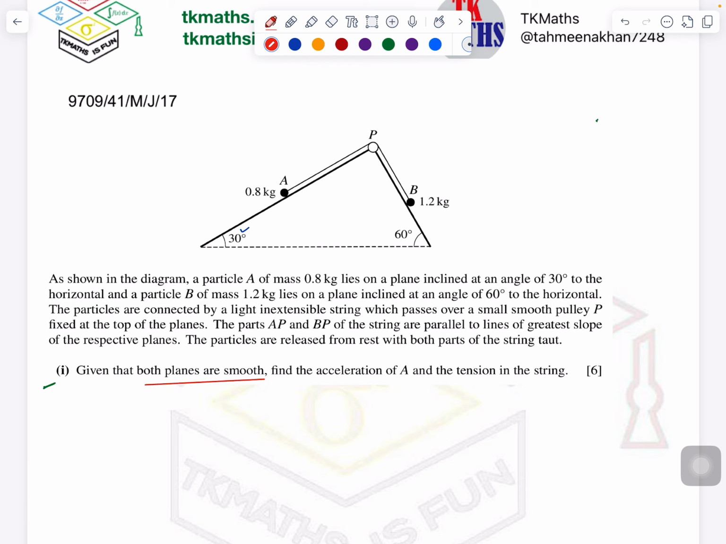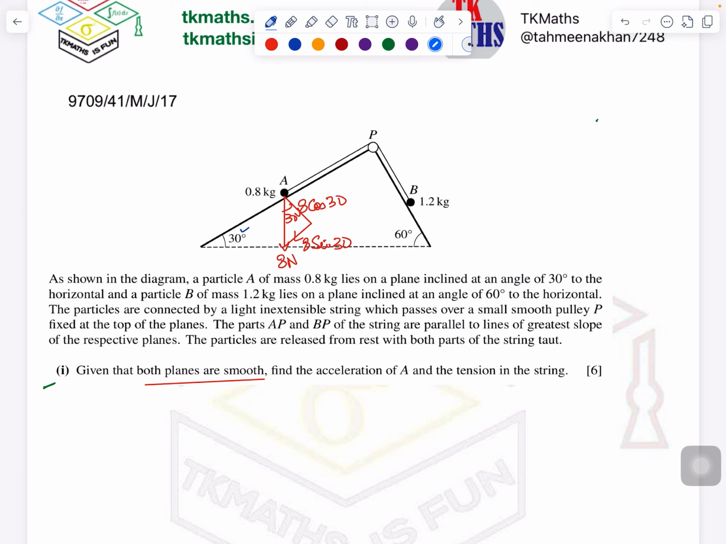So let's see here. First of all, we have to resolve forces parallel and perpendicular to the plane as we have seen in the previous 3 videos. So let's resolve particle A first. The weight acting downward will be 8 Newton because the mass is 0.8 kg, right? Now I'm resolving perpendicular to the plane and parallel to the plane. So this will be 8 sine 30 as this angle is 30 degrees, and we have seen how to resolve in the previous videos. And this is 8 cos 30.